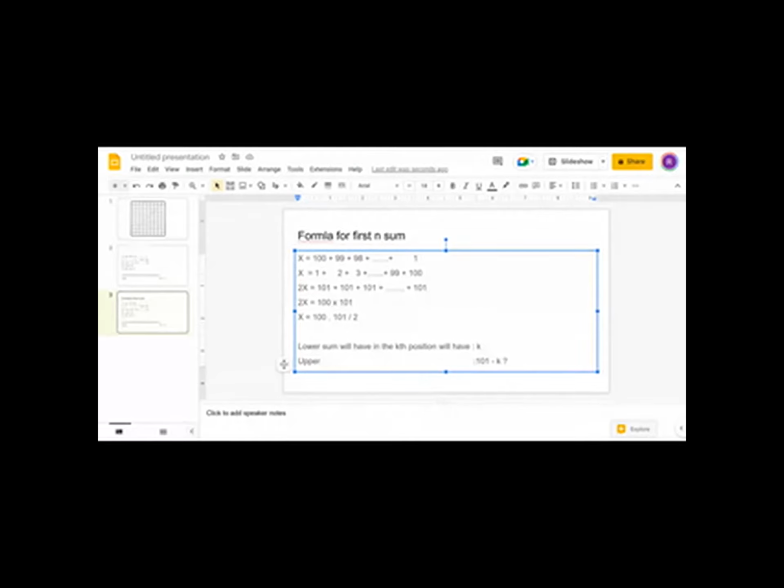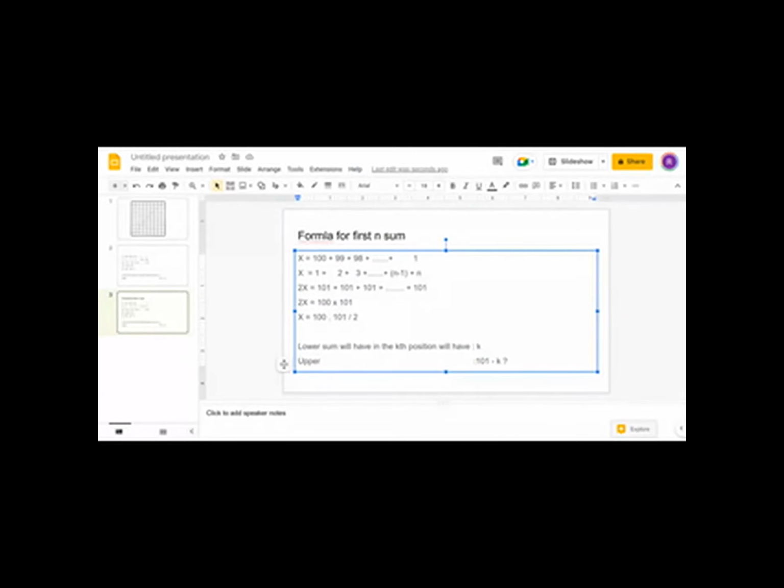Let's go line by line, step by step. This was the sum we want to find, right? This second line. Instead of 1 plus 2 plus 3 till 100, what should I do? Change this to 1 plus 2 plus 3 till n. And instead of 99, it will become n minus 1. Now tell me, how will the upper one change?